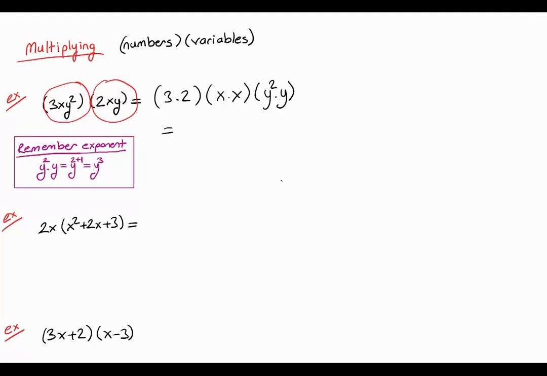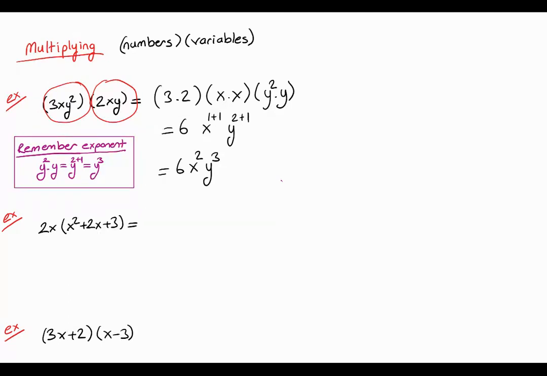So when I multiply 3 and 2, I will get 6. How about x and x? I will add the exponents, so x to the 1 plus 1 and y to the 2 plus 1. So x squared y cubed.